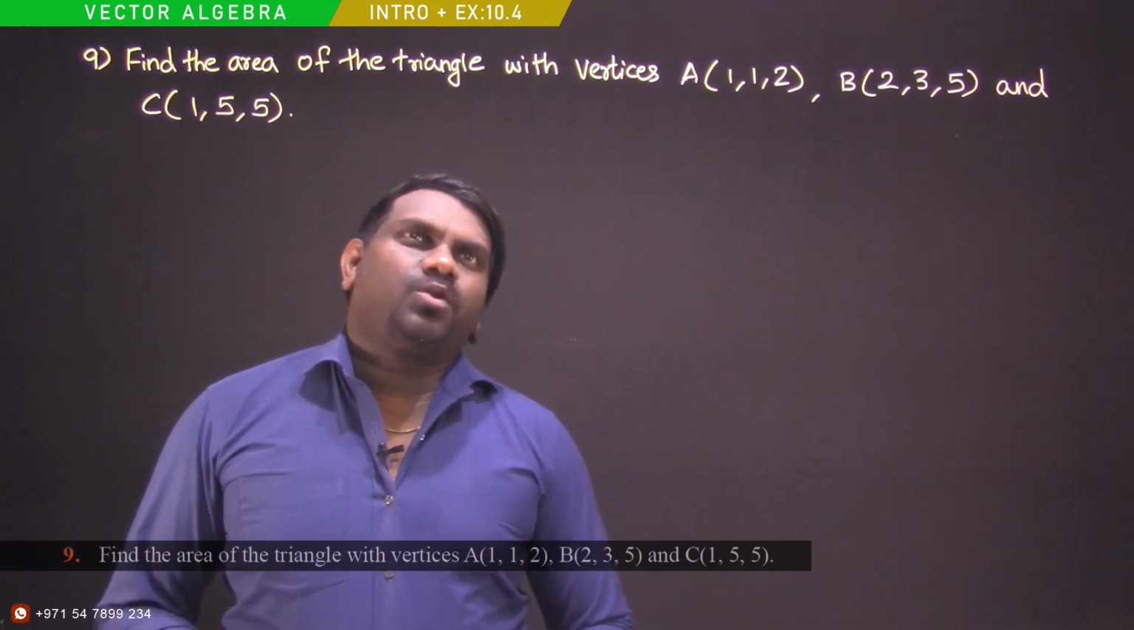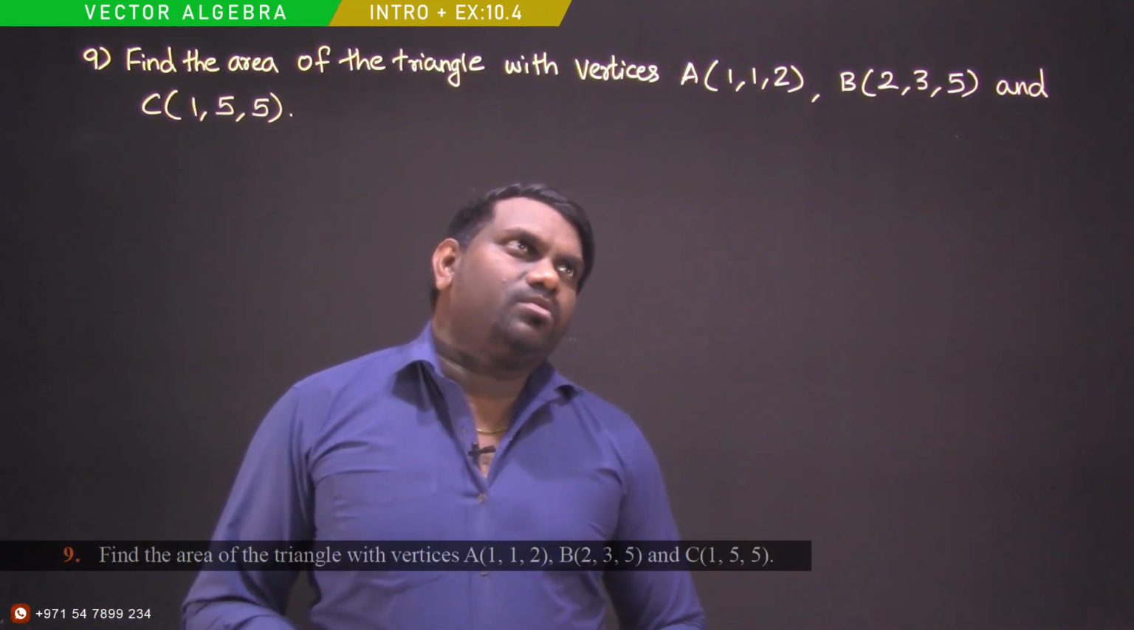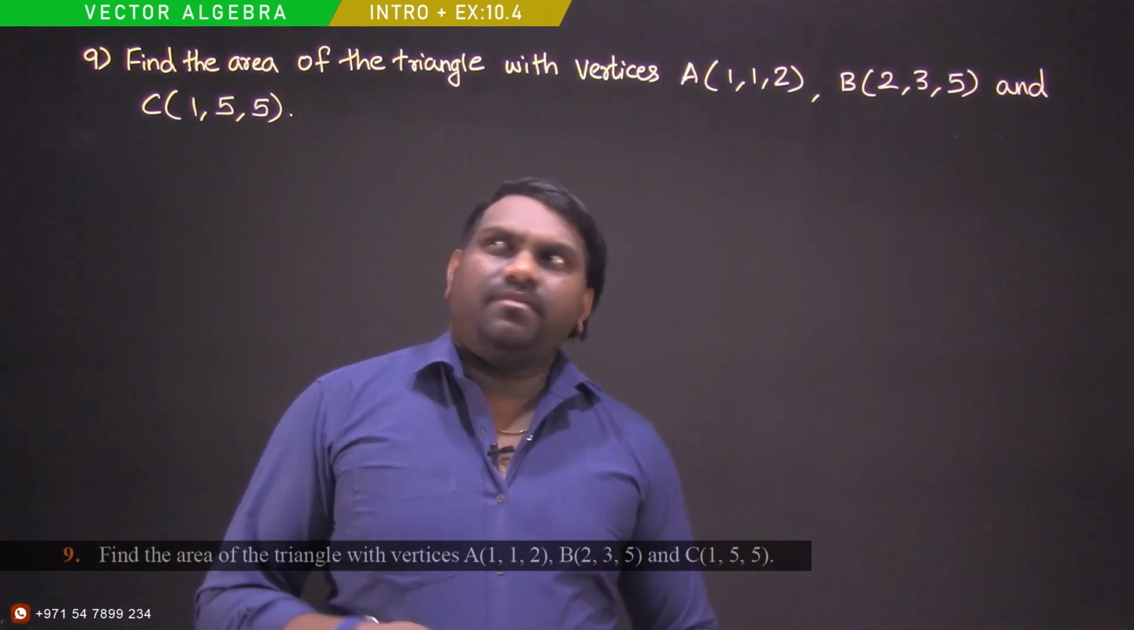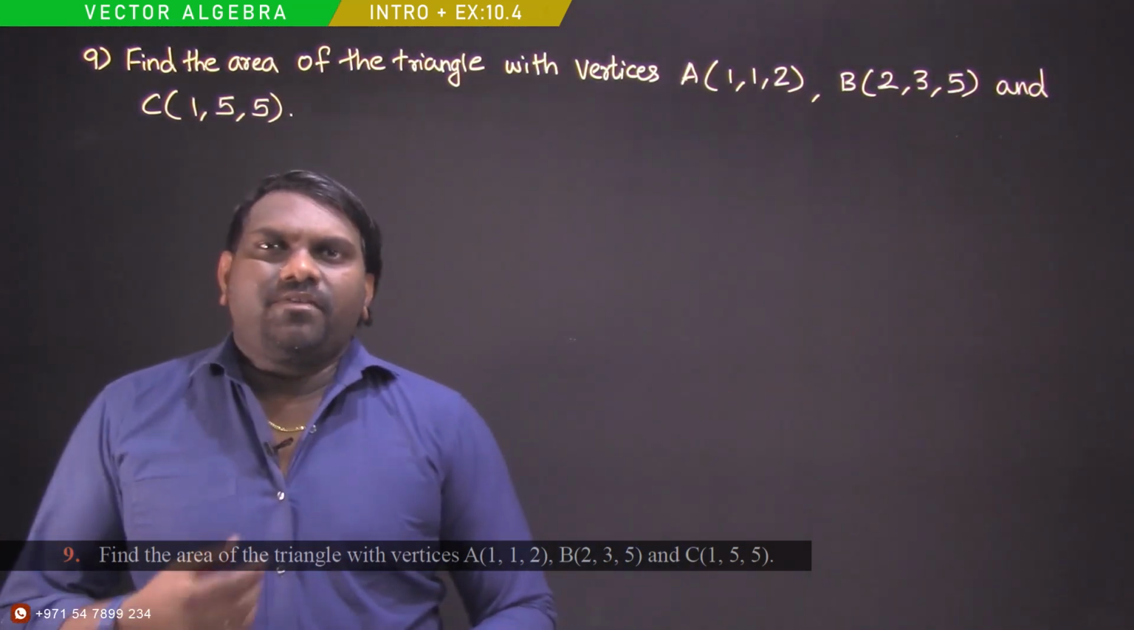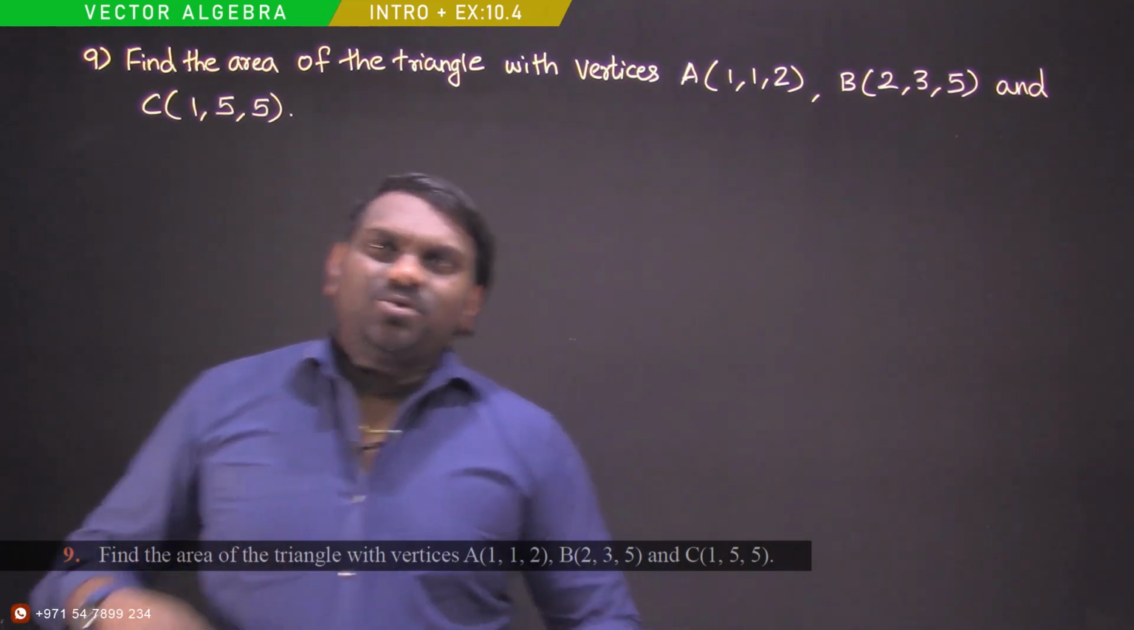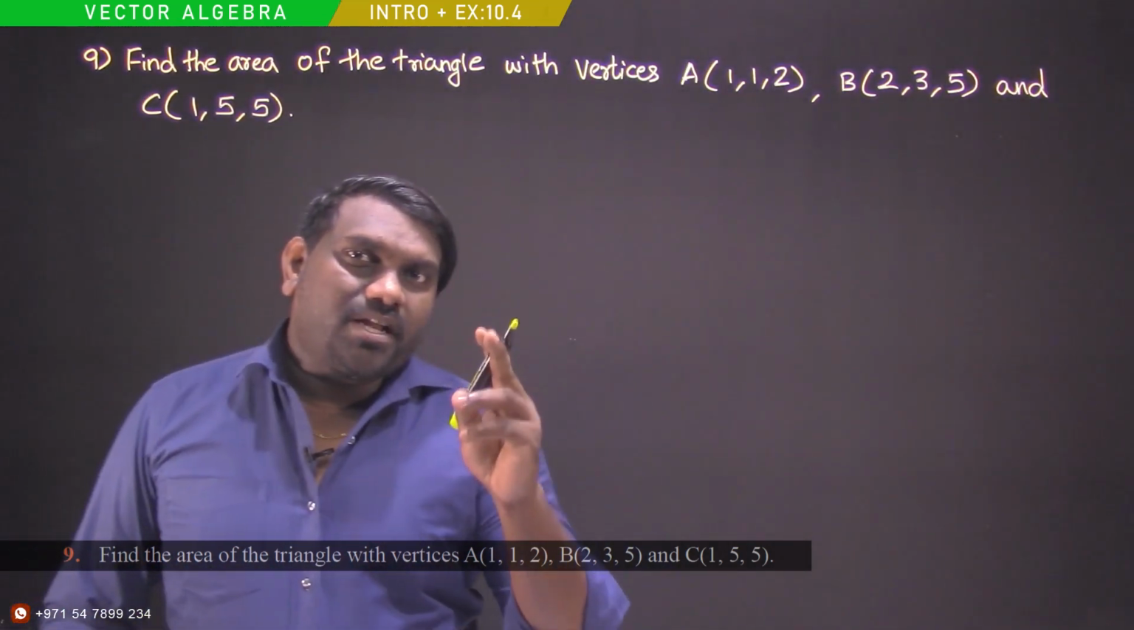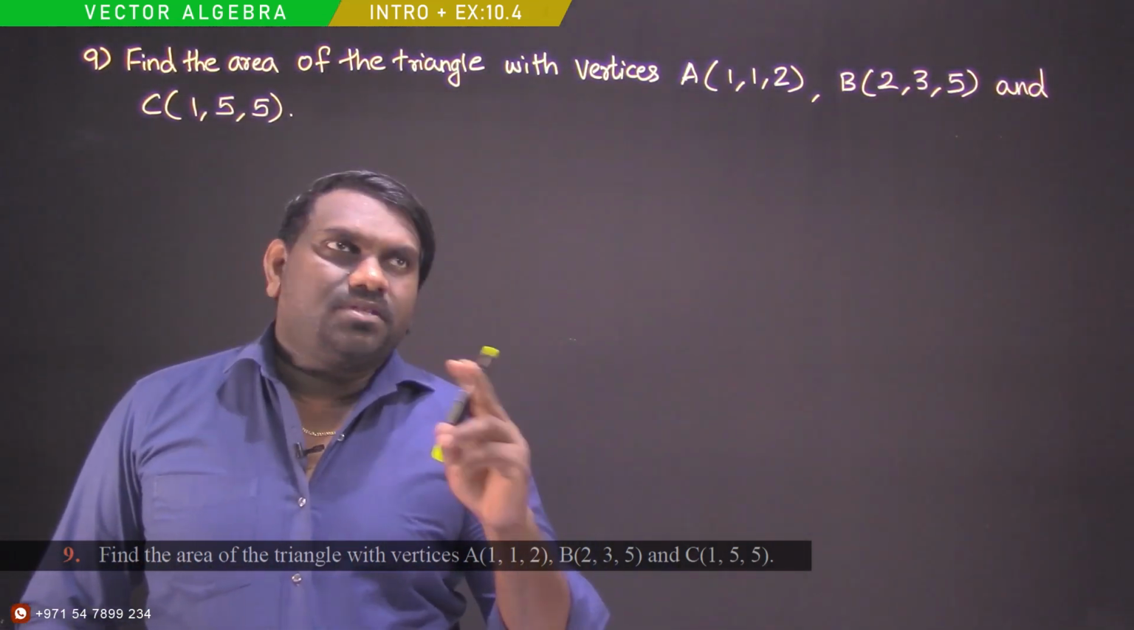Find the area of the triangle with vertices A(1,1,2), B(2,3,5) and C(1,5,5). You are supposed to find the area of the triangle. So area of the triangle and parallelogram; area of the parallelogram is very important here.